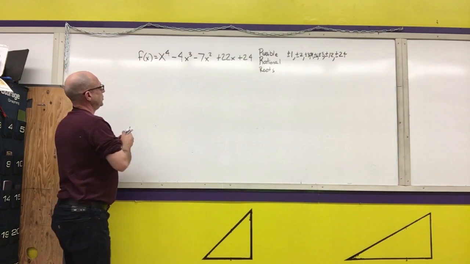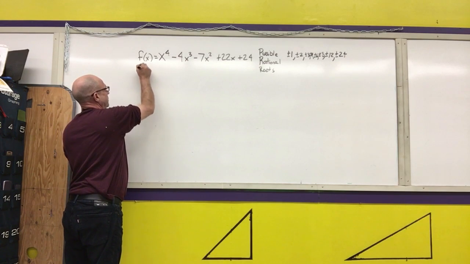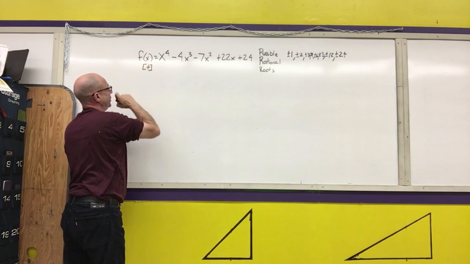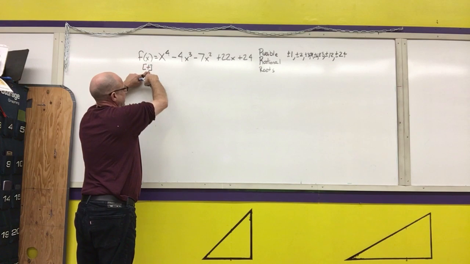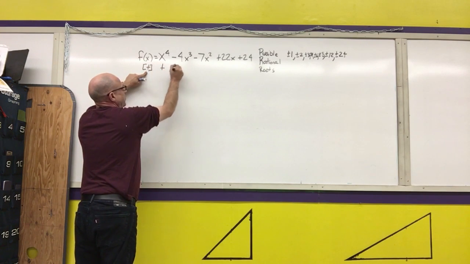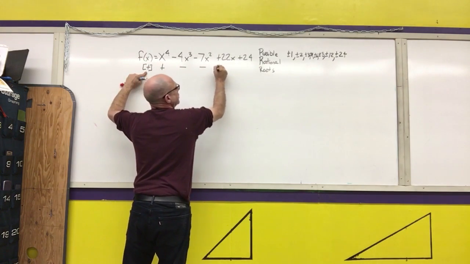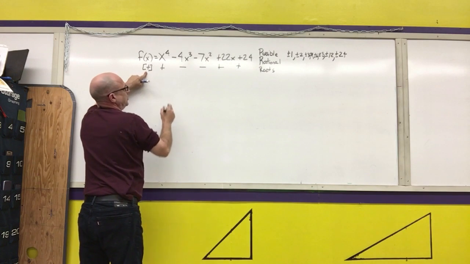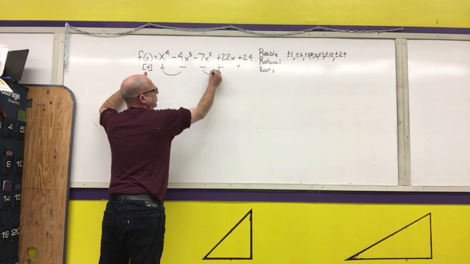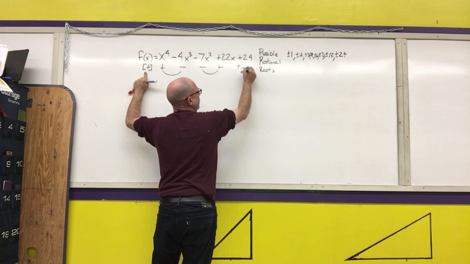I'm going to use Descartes' rule of signs just to help me narrow down some information as I go through it. So for positive zeros, I just copy the sign of the coefficients, and I count my sign changes. 1, 2. So I'm either going to have 2 or 0 positive roots.